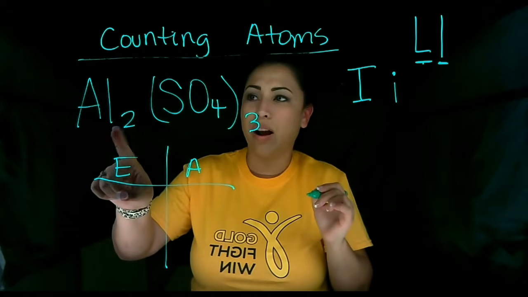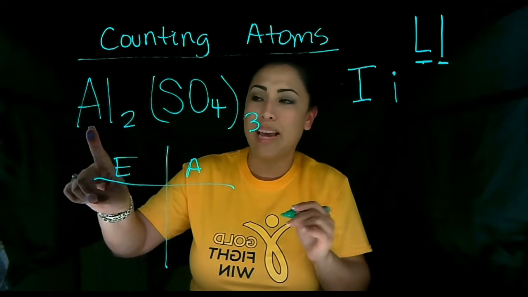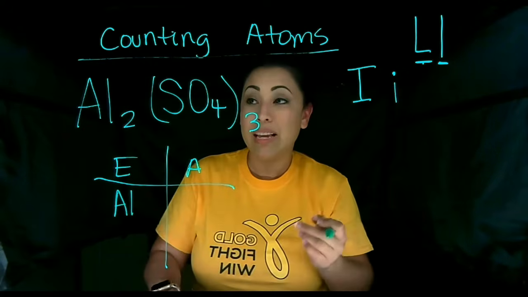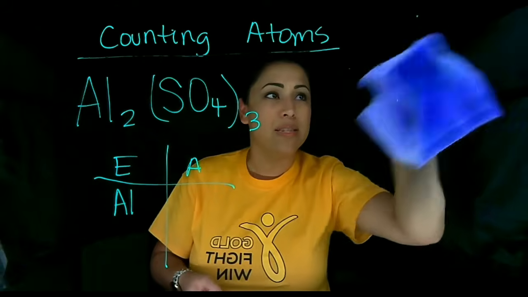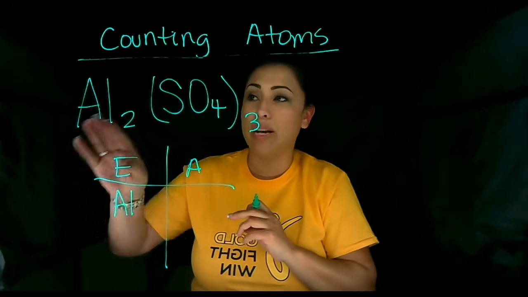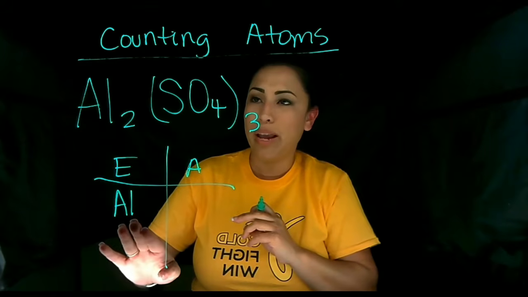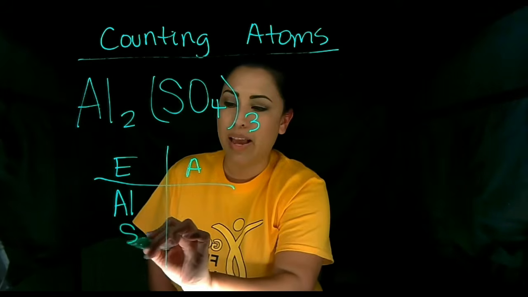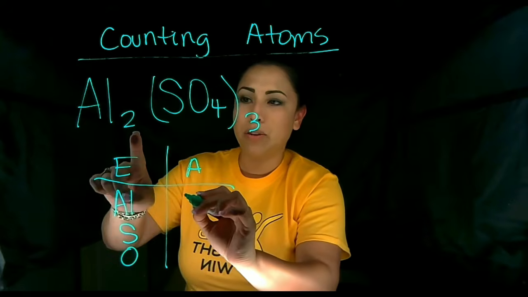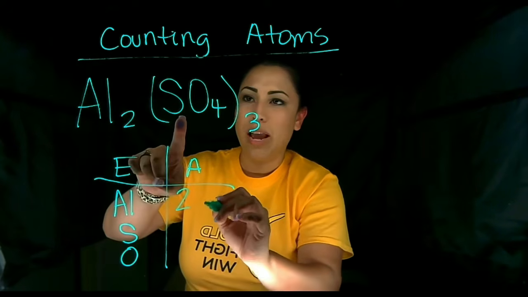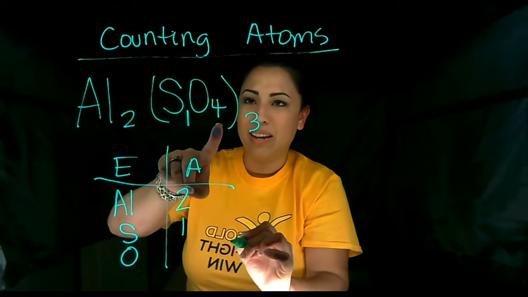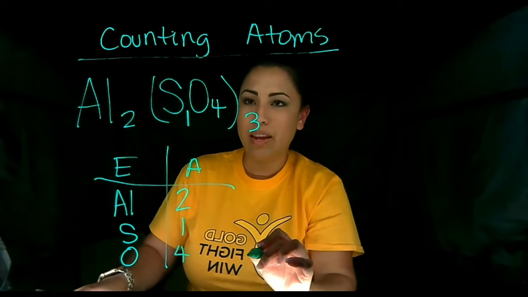So right here, our lowercase, remember, goes with the capital. So we're going to put A and the lowercase l because they go together. That's one element. Remember, there's no element that starts with a lowercase. They always start with the capital. So Al. What's our next capital letter? S, and the next one is O. Okay. Subscripts. Al has a 2. S, oh no, there's not one, so we have to add a 1 for now.